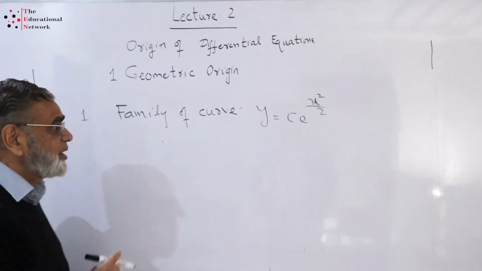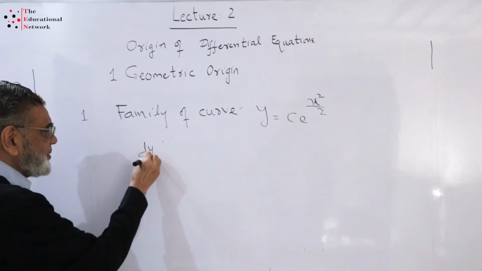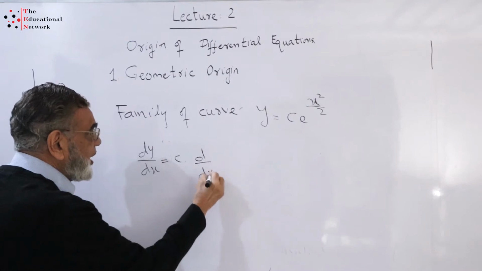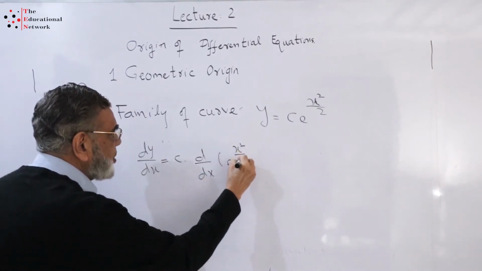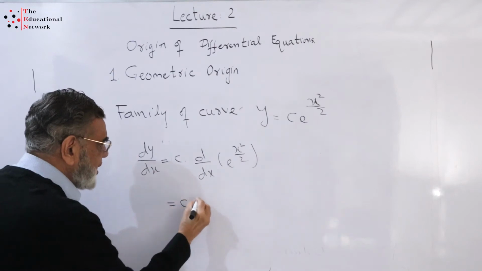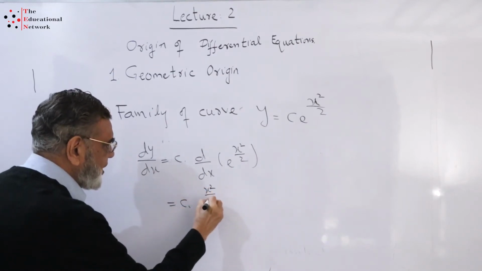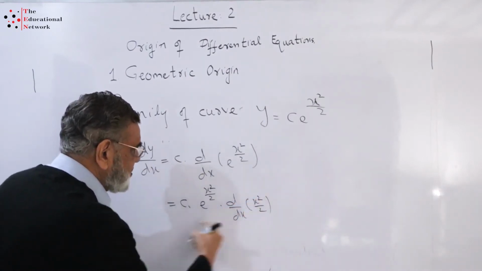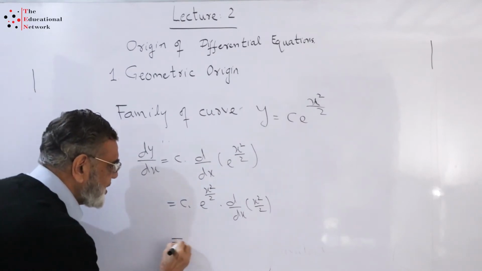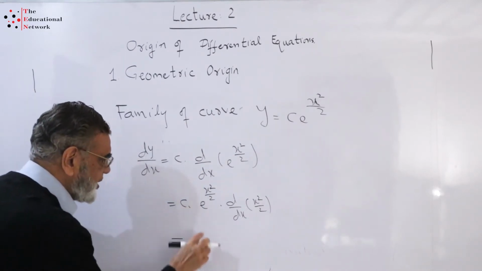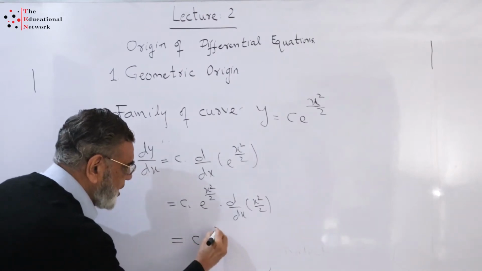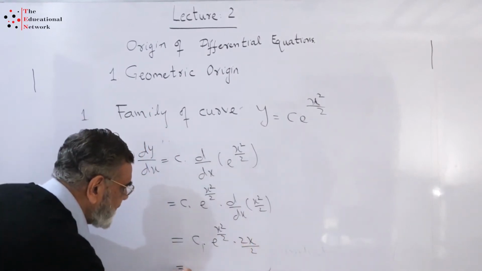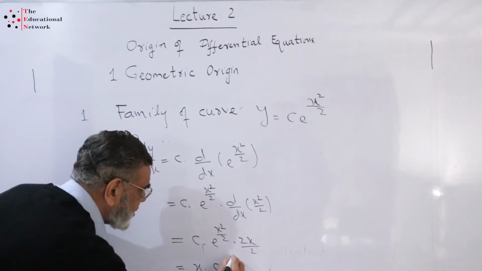Again, I take the derivative of this with respect to x. We get dy/dx = C, a constant, times the derivative of e^(x²/2). The derivative of e^u is e^u, where u is x²/2, and then we get d/dx of x²/2. So we have C e^(x²/2) times 2x over 2. The 2 cancels with 2. So I get x times C e^(x²/2).